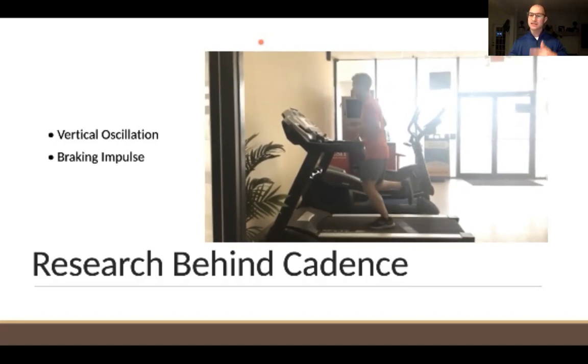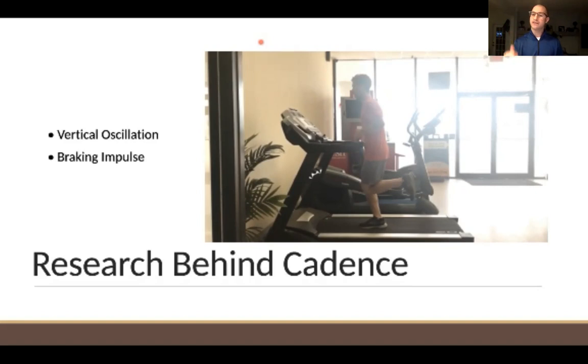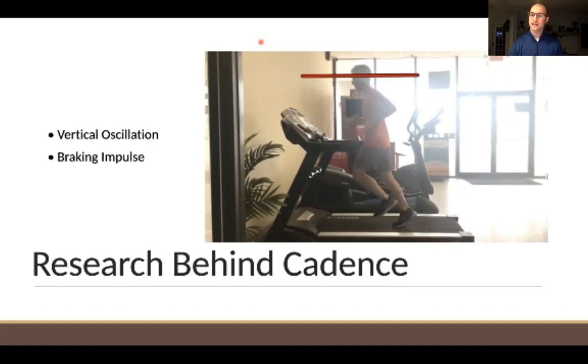Simply by getting the legs to turn over more quickly, we increase the cadence, we can reduce that amount of vertical displacement and get the body moving more efficiently horizontally, right? That's a big goal here, to limit the amount of vertical to improve more moving horizontal.